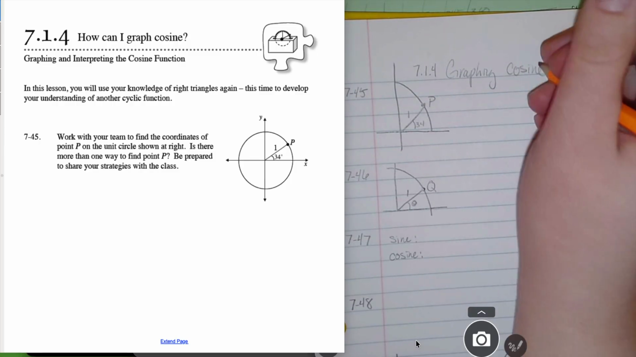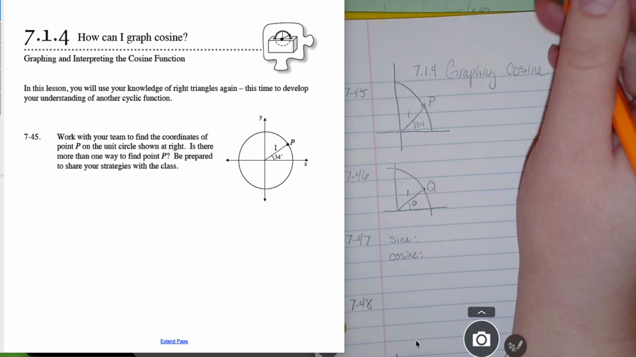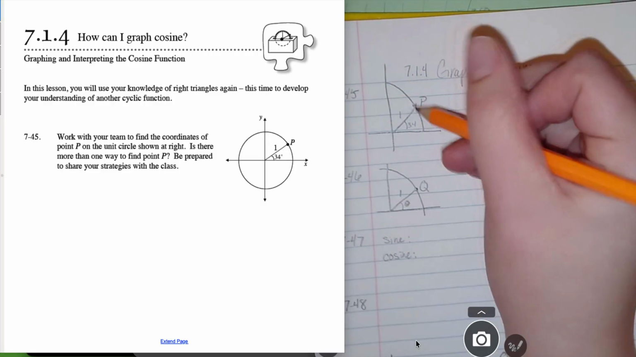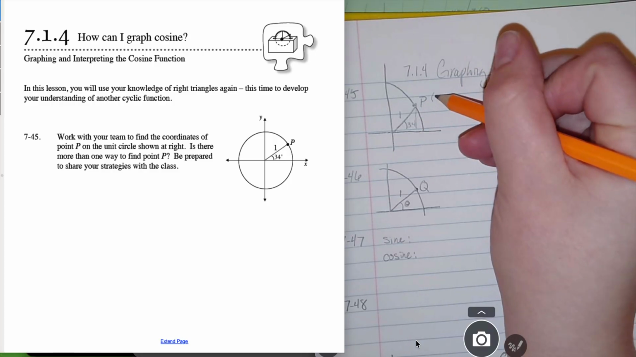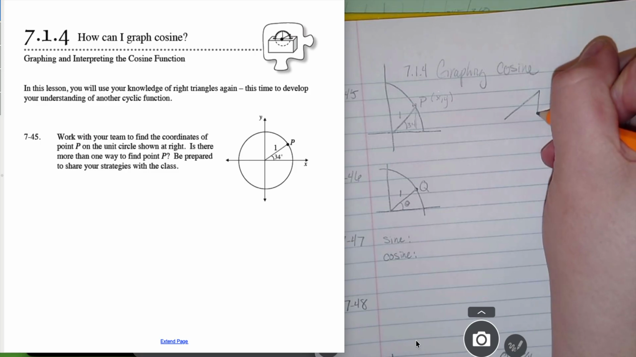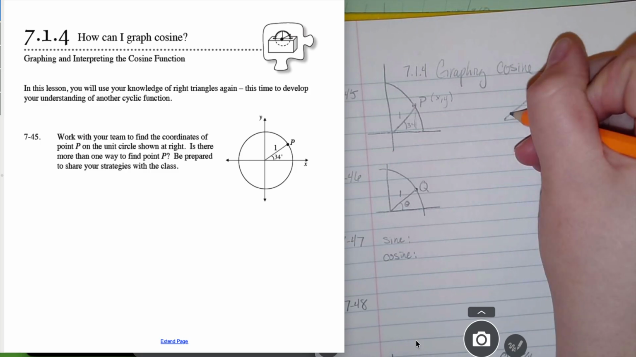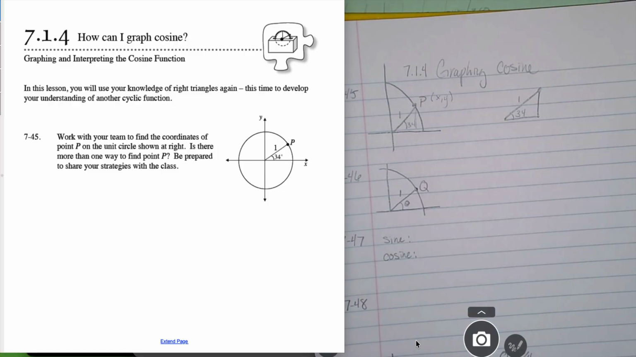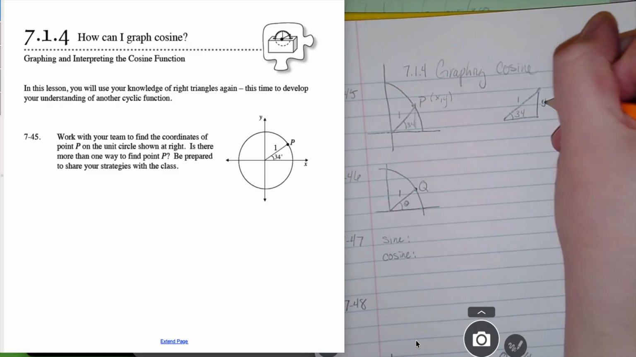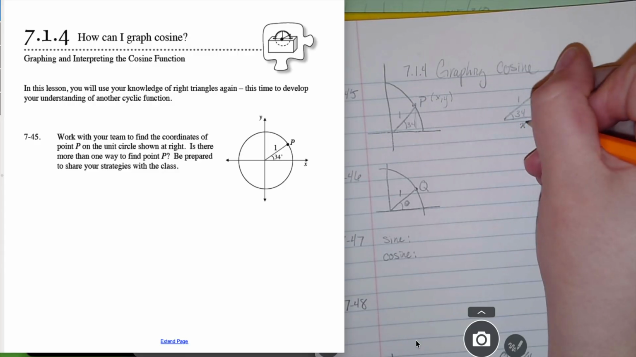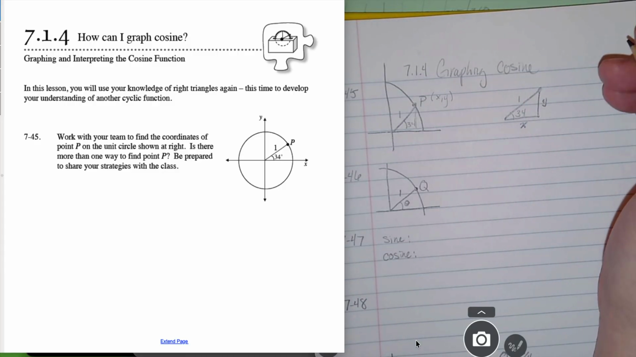So 745 asks you to find the coordinates of point P on our unit circle here. So when we're talking about that coordinate point, remember, we're talking about an x, y coordinate plane. And if I'm thinking about point P, there's the 34, this is 1, and I want to get there, this side would represent the y part of the coordinate, and this side would represent the x part of the coordinate. So I'm going to have to solve for each of those individually.